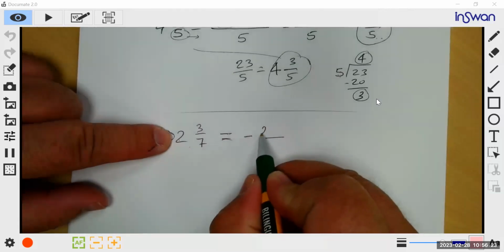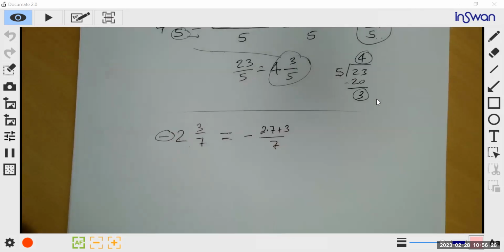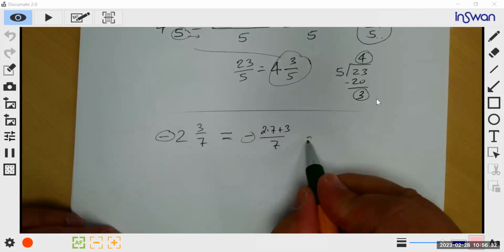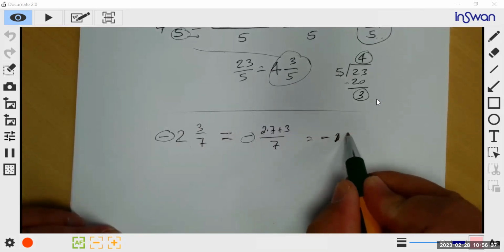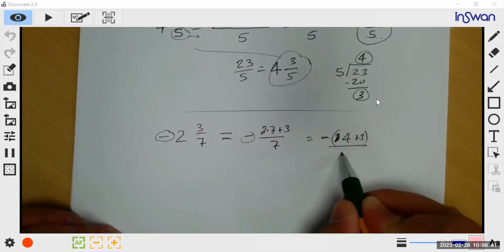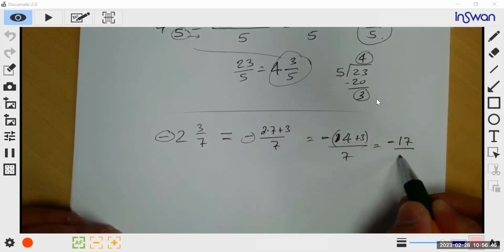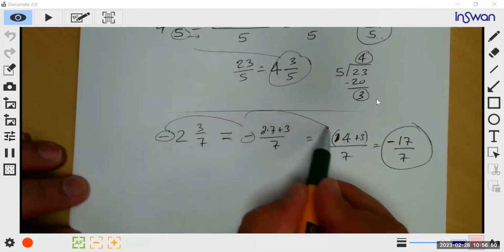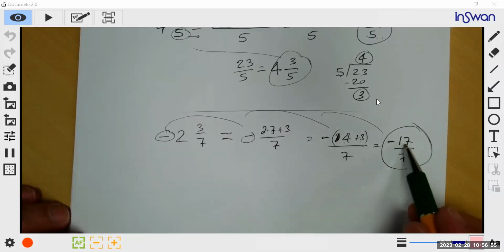So do 2 times 7 plus 3 over 7. Just put the negative out in front. Two times 7 is 14. Fourteen plus 3 is 17. In other words, just keep the negative out in front. And when you finish, it goes with the top number.